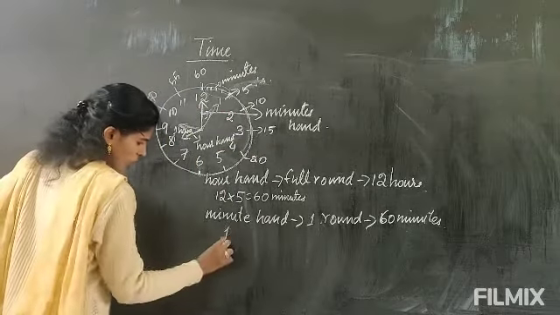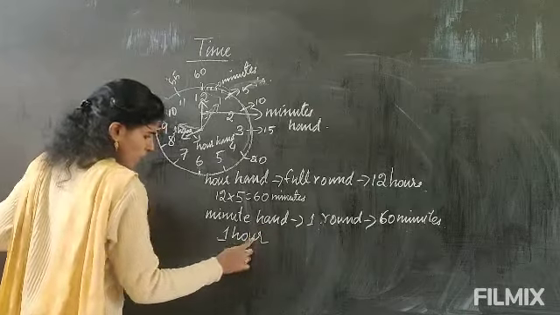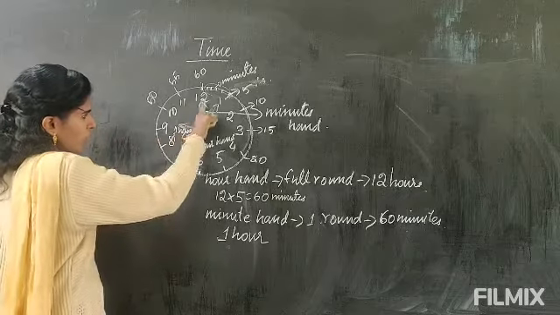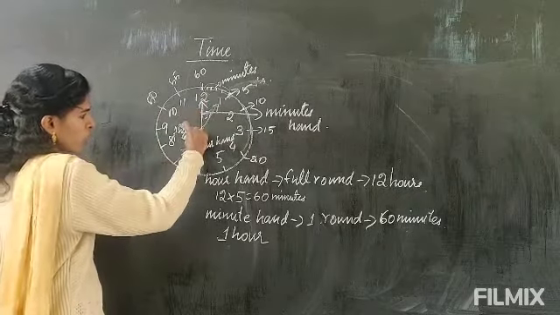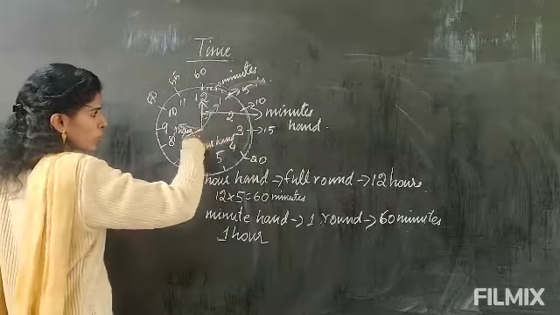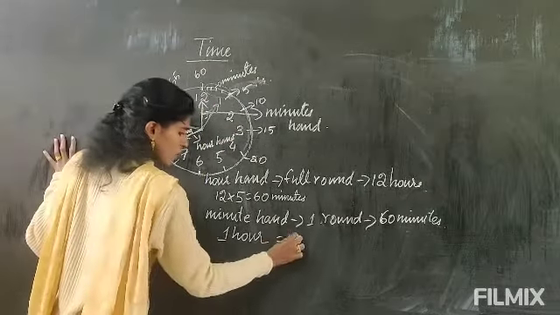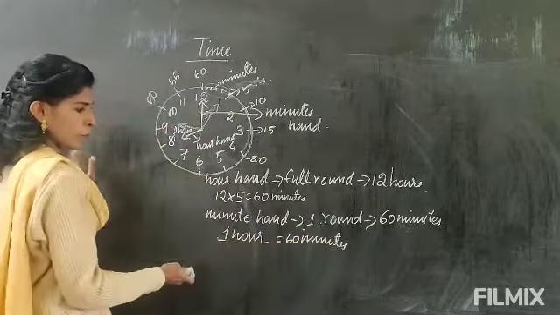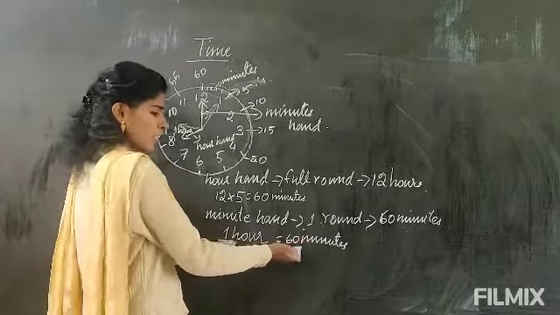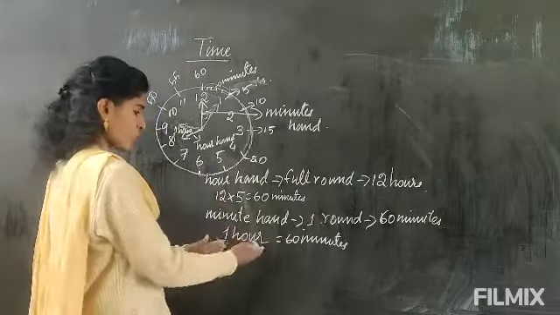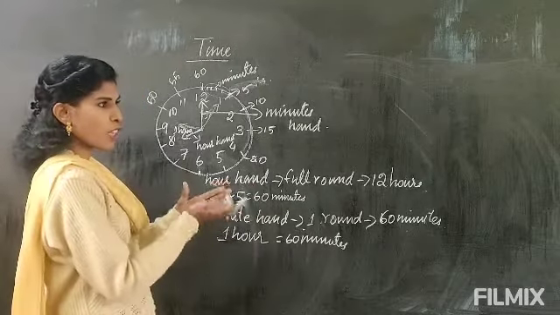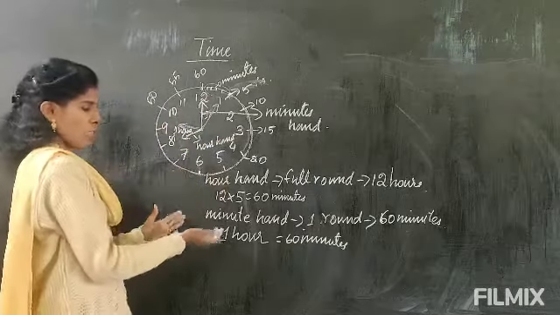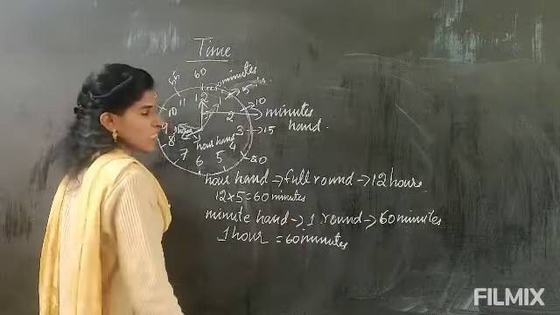So we can take it as both at the same time. When the hour hand moves from one number to another number, it is 1 hour. But the minute hand, when it makes a full round in that time, it is 60 minutes. Both spent time is the same, but the minute hand is taking 60 minutes and the hour hand is taking 1 hour. Only the moving distance is different, but the time taken is the same. So we can say 1 hour equals 60 minutes.